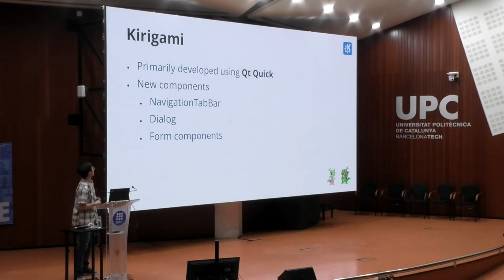So for Kirigami, these are some examples of some of the components that we've contributed upstream. So we got the idea starting from our mobile use cases. We pushed it upstream to Kirigami so that they could be used on both desktop and mobile. So navigation tab bar, dialog, form components, not decided yet.